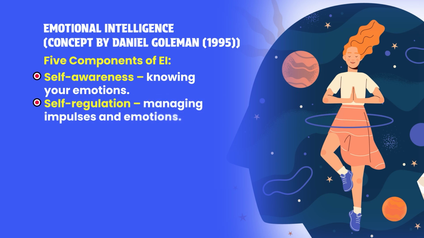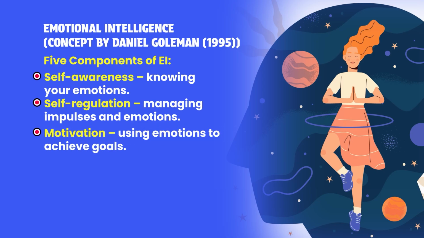Then self-regulation is managing your impulses and emotions. The third component of emotional intelligence is motivation. Using your emotion to achieve your goal is also one of the components of emotional intelligence.